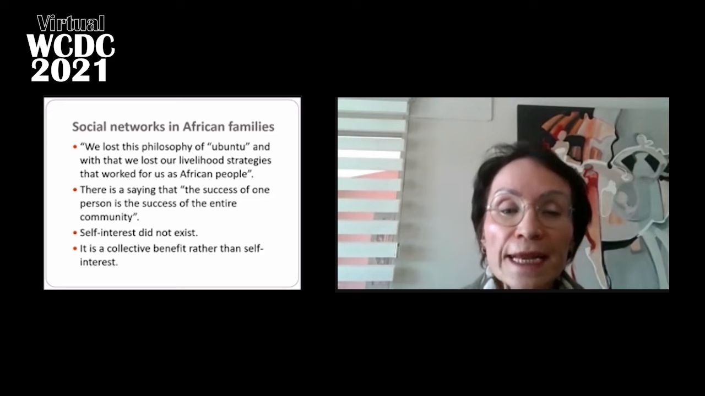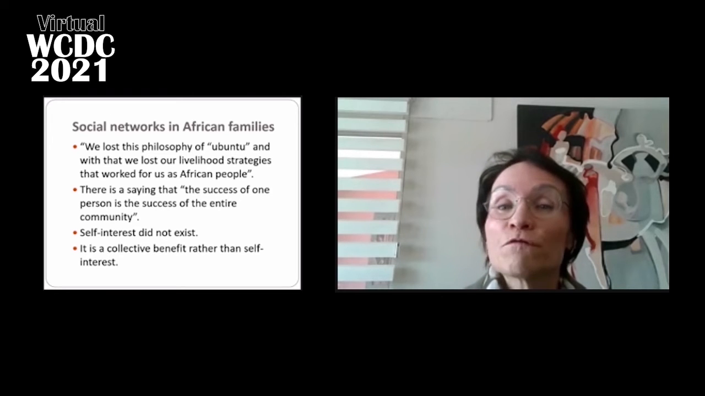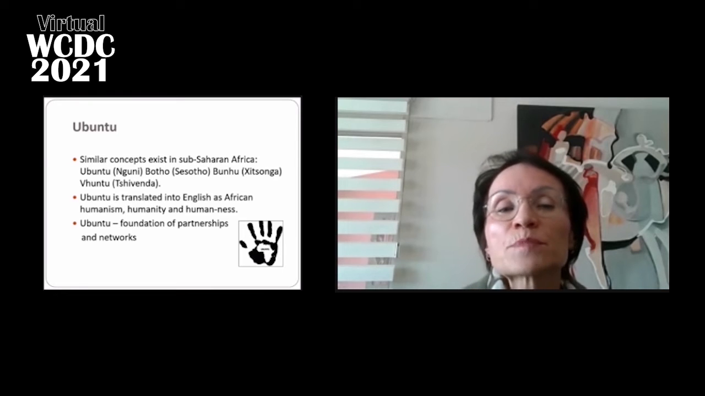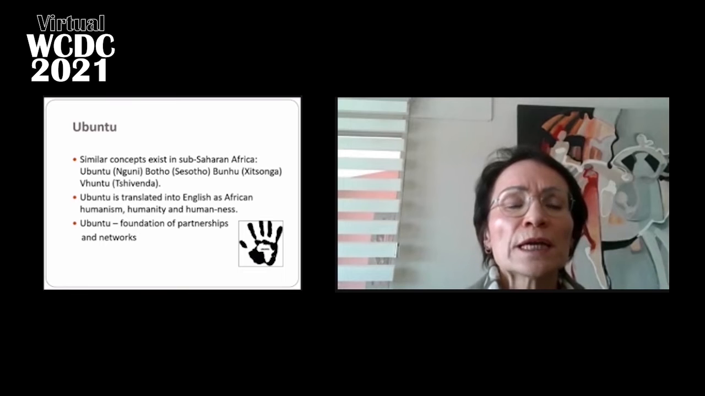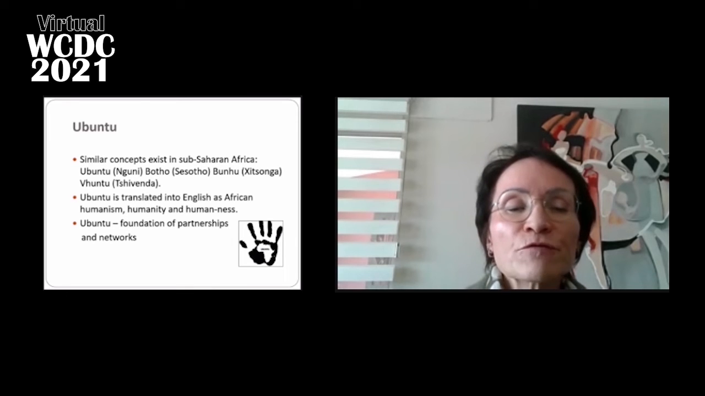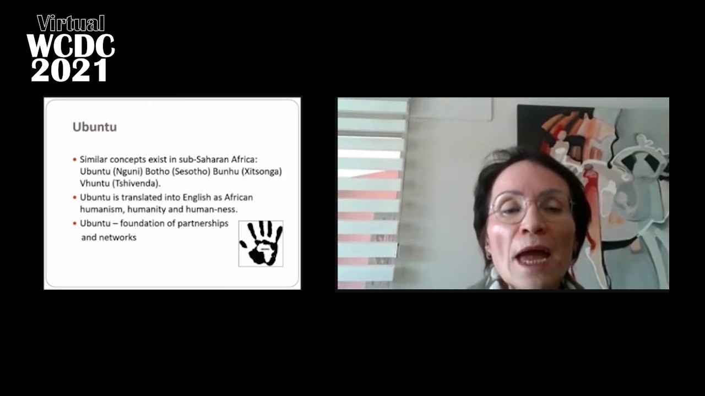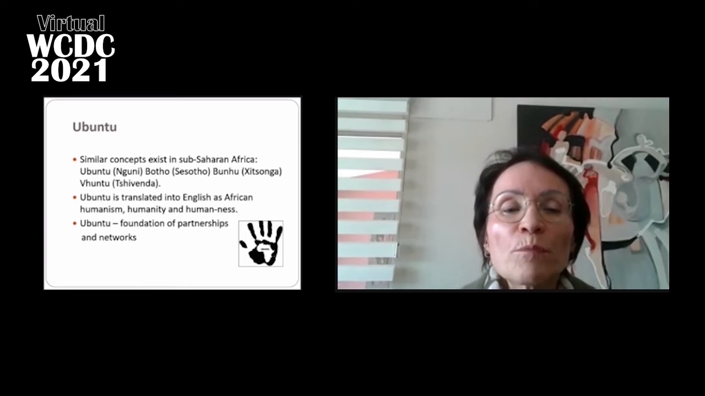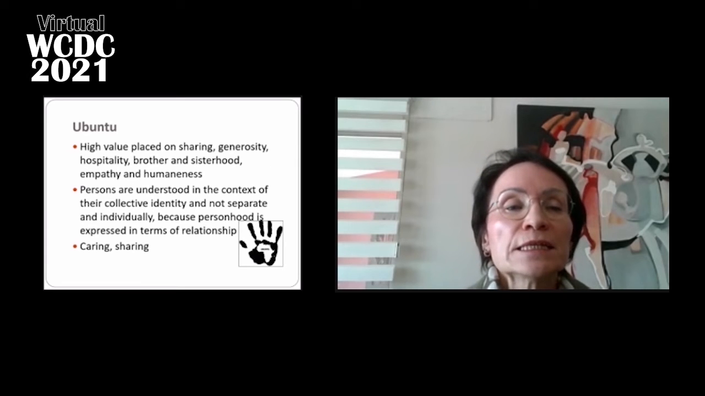It is a collective benefit rather than self-interest. So Ubuntu has similar concepts in sub-Saharan Africa. For example, Ubuntu is a word in Nguni, Botho in Sesotho, Bunu in Xitsonga, Fuhutu in Siwenda. Ubuntu is translated in English as African humanism, humanity and humanness. Ubuntu is the foundation of partnerships and networks in South Africa.